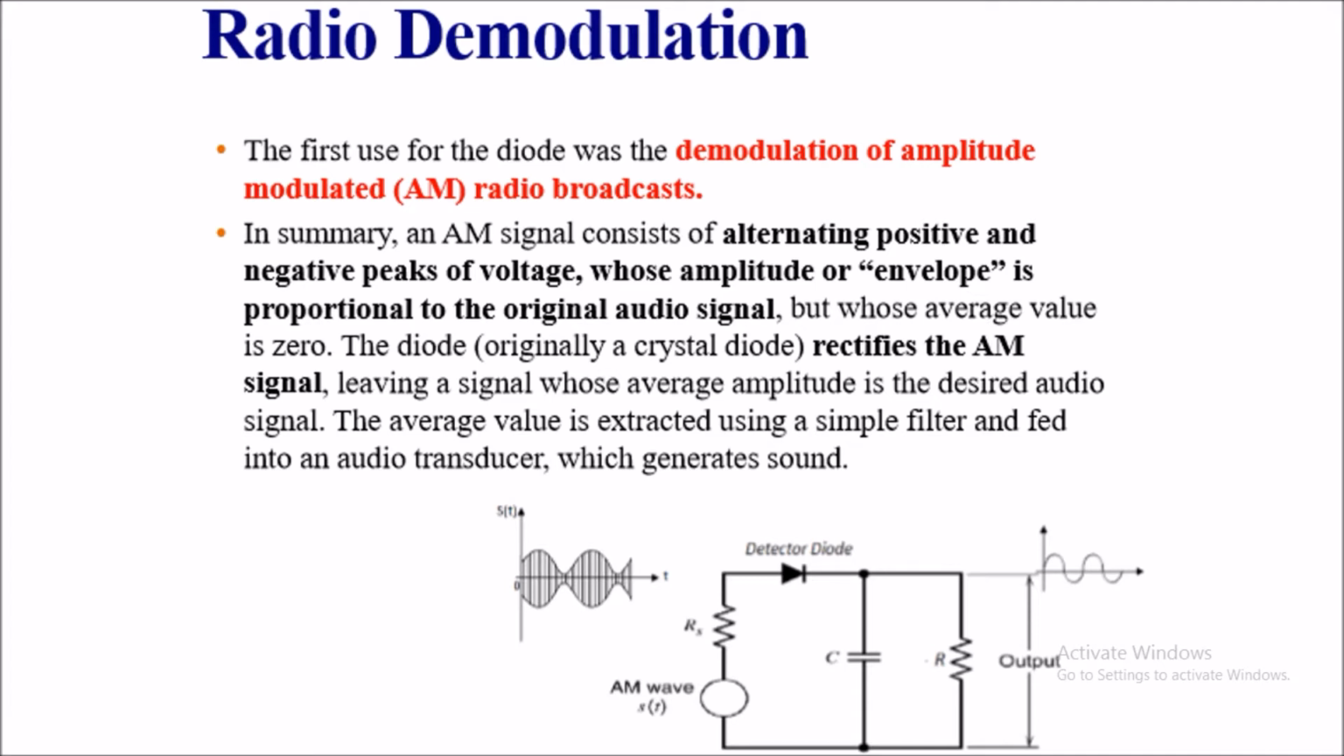The diode, originally a crystal diode, is connected in the electric circuit as it appears. It rectifies the AM signal, leaving a signal whose average amplitude is the desired audio as the output signal. The average value is extracted using a simple filter, which is the capacitor, and fed into an audio transducer, which is the R load, which generates the sound.